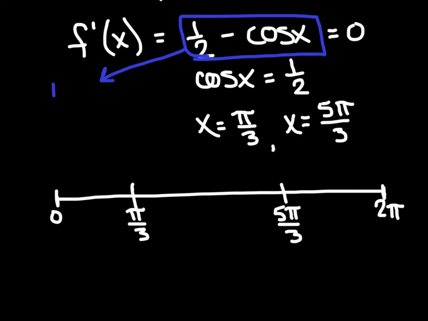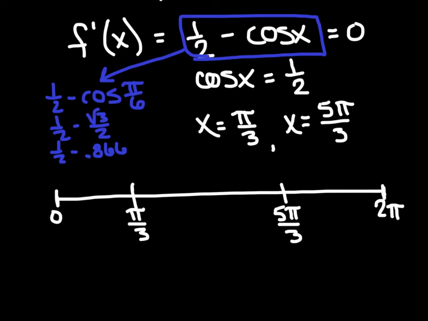So I got 1/2 minus the cosine of pi over 6. 1/2 minus radical 3 over 2. And I want to say radical 3 over 2 is like 0.866. So if I did 1/2 minus 0.866-ish, now I'm definitely getting a negative number. And that's for f prime. So that tells me that f is decreasing.